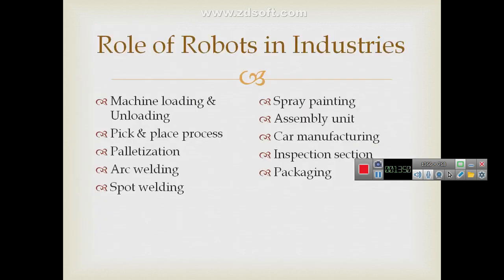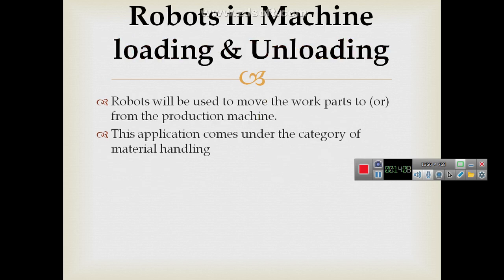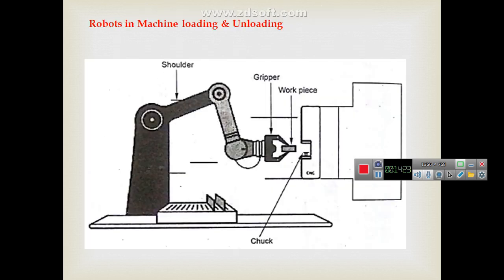Then the final topic of today's class, the role of robots in industries. So machine loading and unloading, pick and place process, palletizing, arc welding and spot welding, spray painting, assembly unit, car manufacturing, inspection section, then packaging. So we can see a few topics for the applications of robots. We are using loading and unloading. The robots are used to move work parts to or from the production machines. This application comes under the category of material handling. So this is machine loading and unloading.